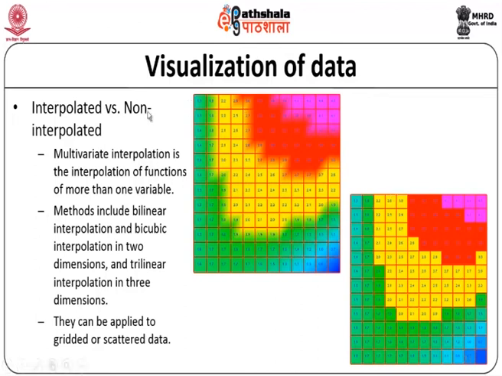Another way by which you can visualize is by means of an interpolation or by a non-interpolated methodology. Whenever I am performing interpolation, I may have multivariate interpolation. These multivariate interpolations can be bilinear or trilinear. When it is bilinear, it involves 2 variables. If it is trilinear, it involves 8 variables and so on.